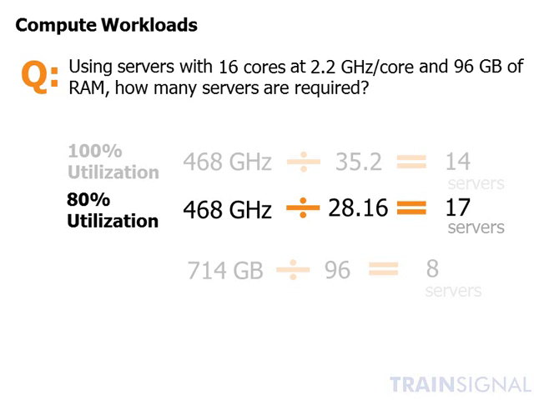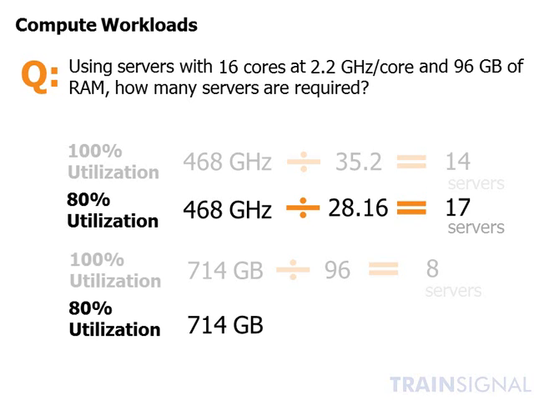Similarly, if we look at 80% memory utilization, we won't be dividing by 96. Instead, we'll be dividing by 76.8, which gives us approximately 9.3 hosts. And we would, of course, round that up to 10 hosts to satisfy our requirements.